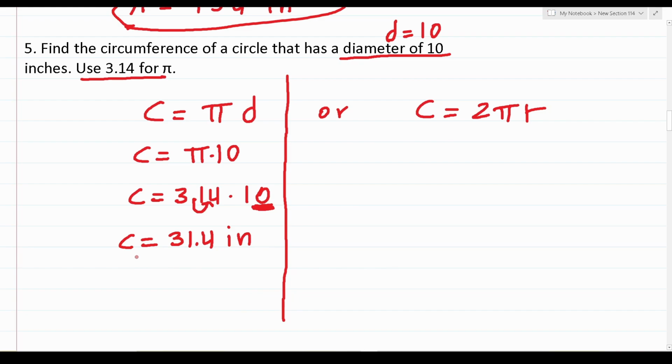Now we can say the circumference of this circle is 31.4 inches. Again, this circumference is technically the perimeter of our circle, so it's not going to be squared. All right, so that's that one.